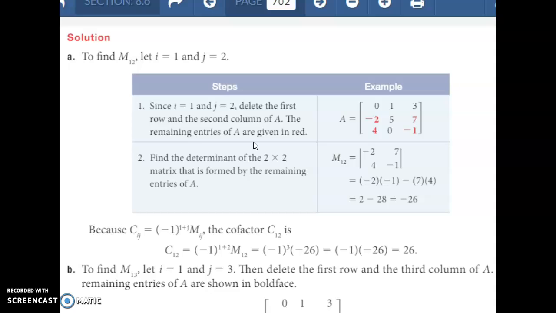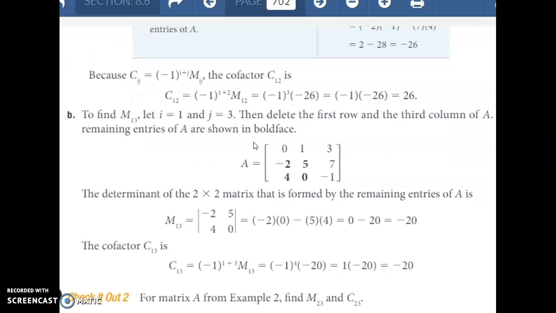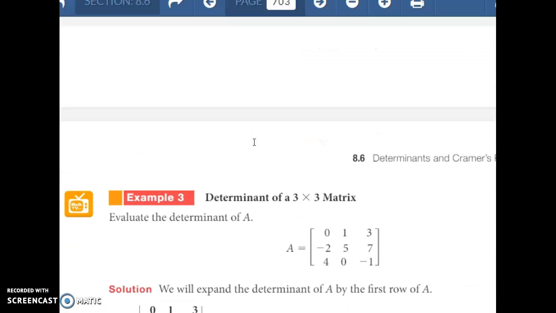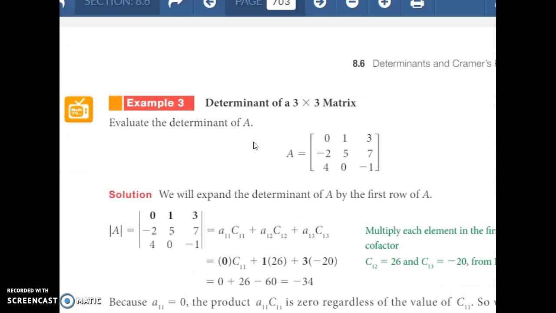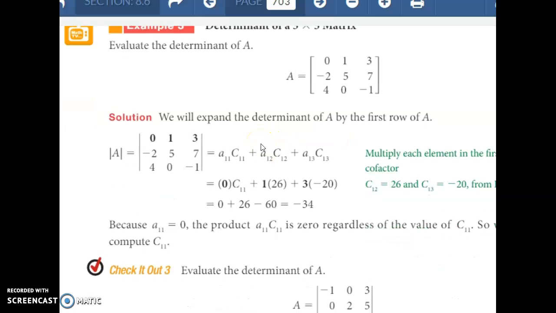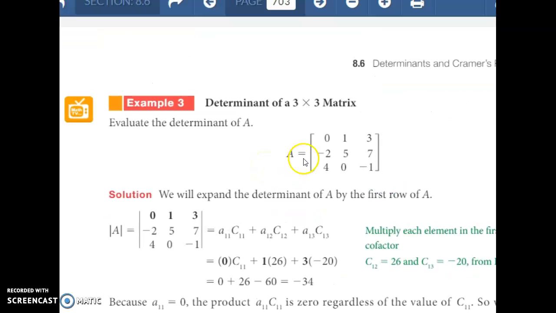So let's see, actually, if that's the example that I want. Let me see. Yeah, let's do this one. So here the determinant of this one comes out at the end to negative 34. And here's what's happening.